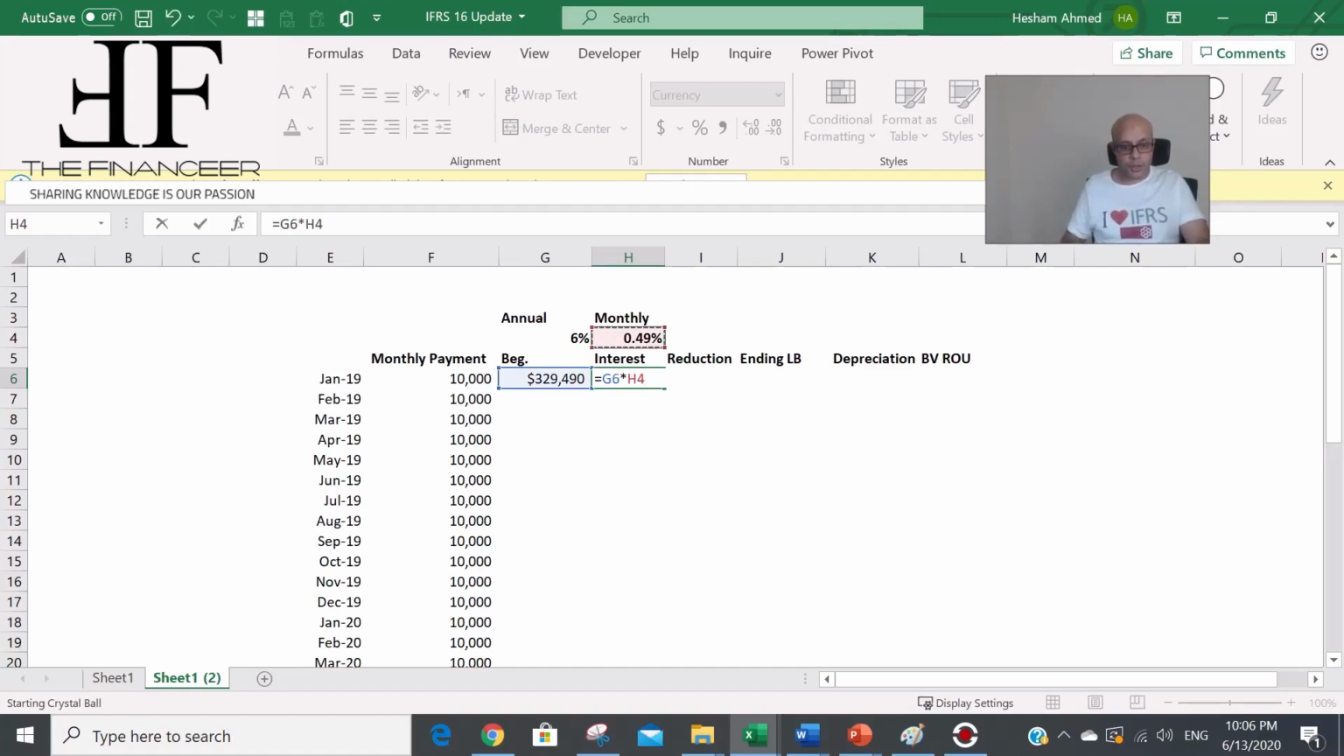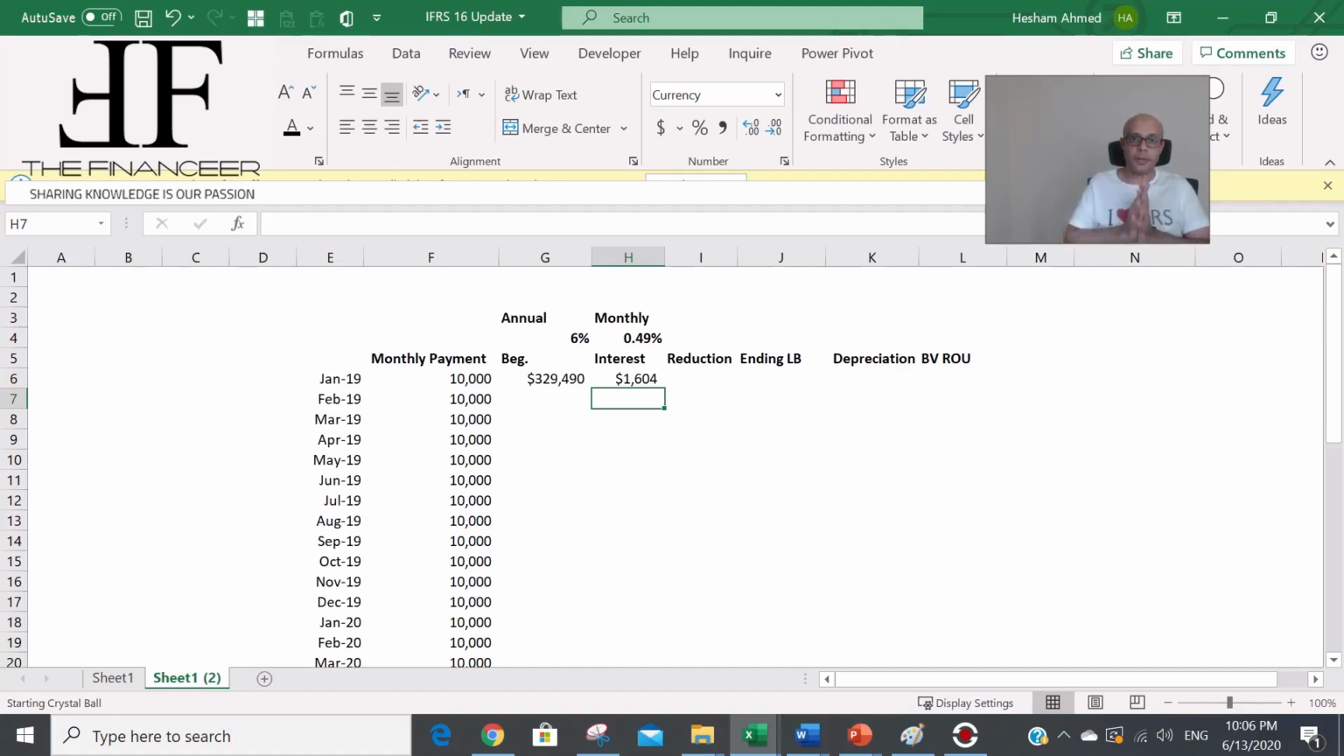Times the monthly interest rate, and we need to convert it to now. It is the interest, 1,604. So this is the interest on the first month in the lease contract. Now, if you are going to pay 10,000, part of it is the interest, so the reduction in the lease payment will be the remaining. So the reduction is 8,396, and this is the reduction in the lease liability.